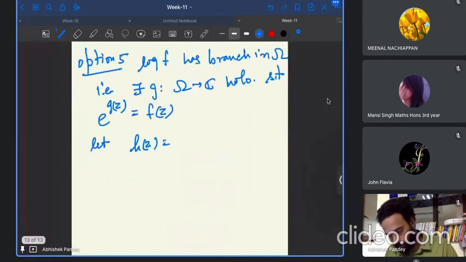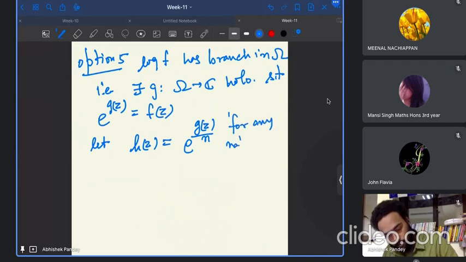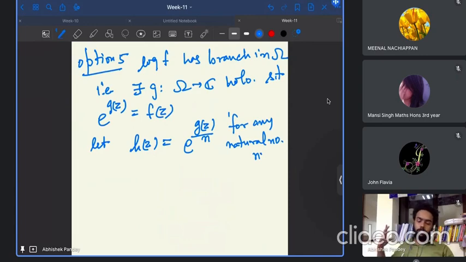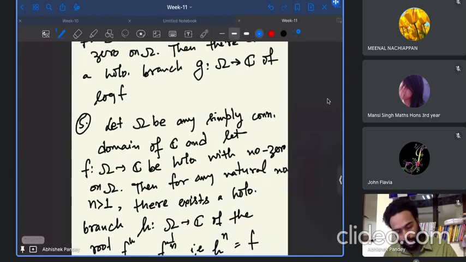So how to define h(z)? It should be e to the power g(z) by n, for any natural number n. Now what is this? Obviously this is holomorphic. So h is holomorphic in omega. So we claim that h is the desired function.